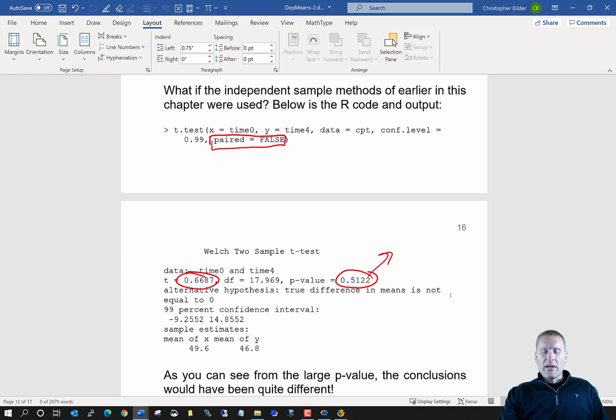Think about how this p-value relates to the box and dot plots that we had. We saw a lot of overlap between the time 0 and time 4 values. This p-value makes sense relative to that plot. But what this shows you is there's a strong benefit of working with paired data, these dependent samples. Because if there truly is a difference between the 2 means, you're going to be able to find it much easier than if you were to treat it as independent samples.